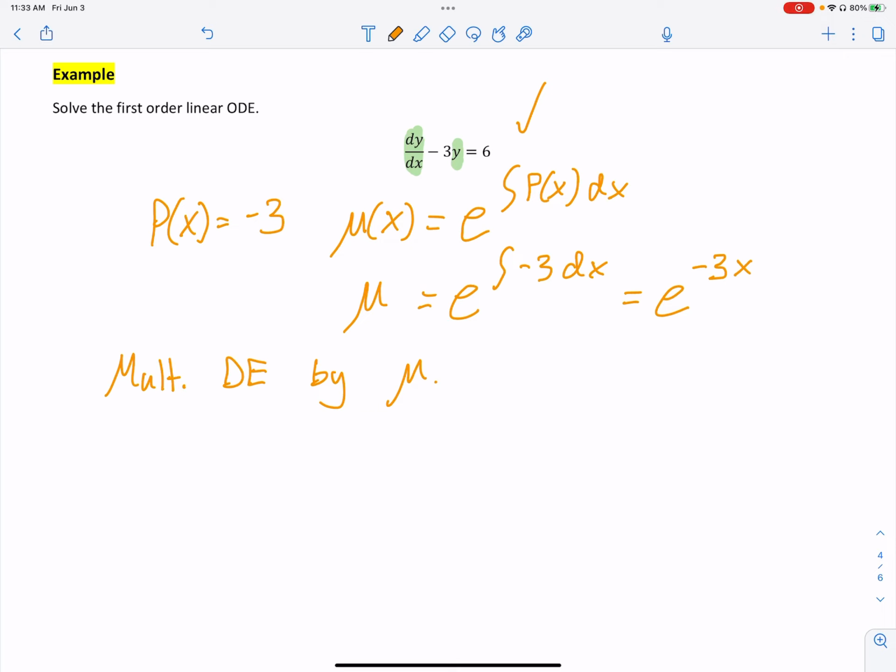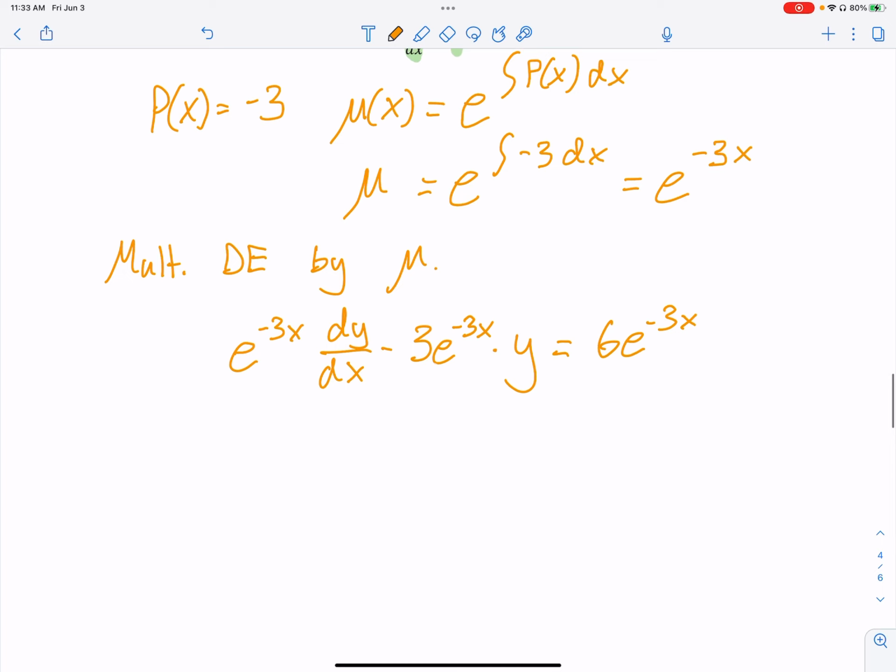All right, so multiplying both sides by mu, I've got e to the -3x times dy/dx minus 3e to the -3x times y. And then we get 6e to the -3x. Multiply everything by it. Okay, the whole point of this was this is now going to be a product rule between mu and y. You should check that.